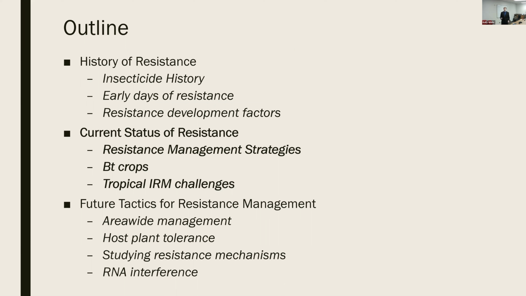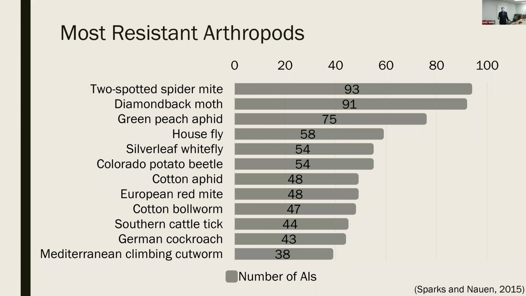Moving on from there, we'll move into some of the current status of insecticide resistance. And just to put this problem in perspective, this graph is based on data from 2015 that shows the 12 most resistant arthropods at that time. As you can see, two-spotted spider mite, diamondback moth, and green peach aphid are all very serious resistance concerns, having greater than 70 modes of action that they have developed resistance to, greater than 70 active ingredients that they've developed resistance to. And putting in perspective of those three, some of these others don't seem quite so bad, like the Mediterranean climbing cutworm at the bottom there, with only 38 chemicals that it's developed resistance to. But thinking about it, even 38 chemistries, that's a lot of products that are not available at this point for control of that species.